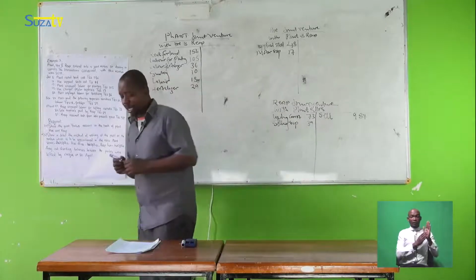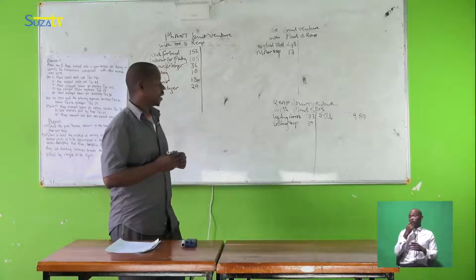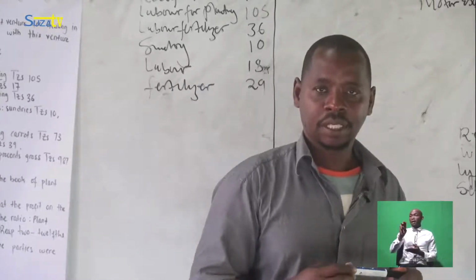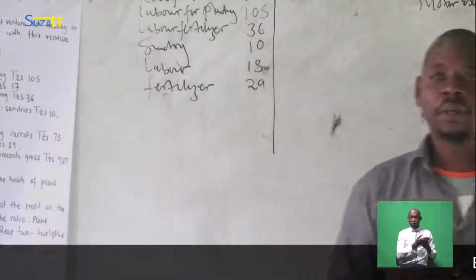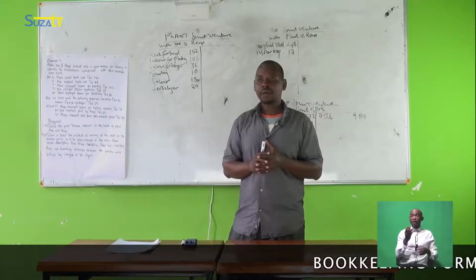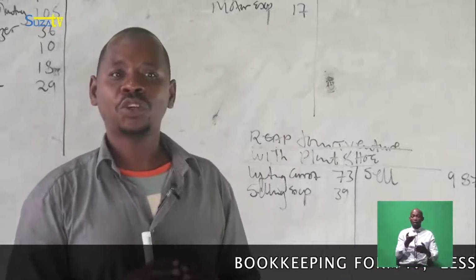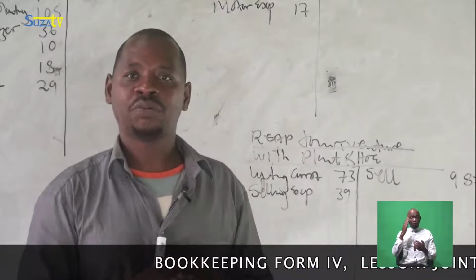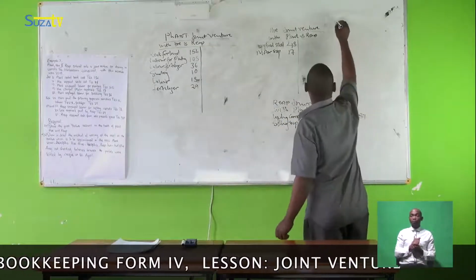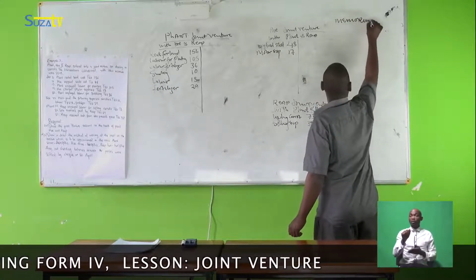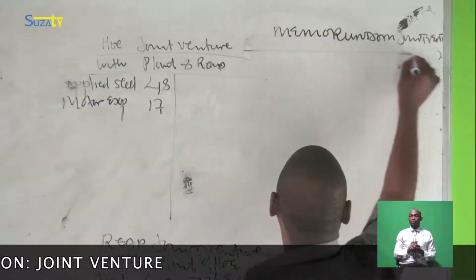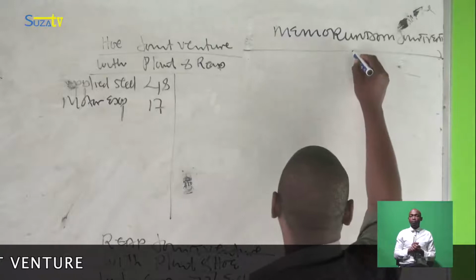Okay. After completing entering the transactions within the three accounts, we will prepare another account known as a memorandum account. What is a memorandum account? The memorandum account is a combination of the three accounts. The aim of preparing this memorandum account is just to know the profit of each one, or to know the profit for the whole business and how to distribute it to each one. Therefore, we will open the account known as memorandum joint venture. Memorandum joint venture account. You will write here.